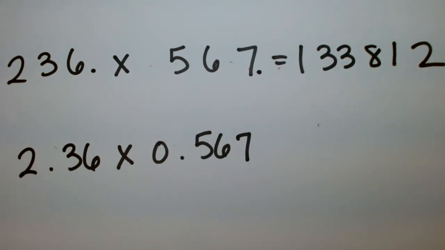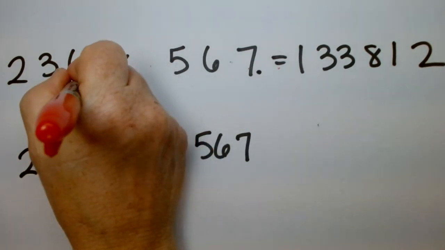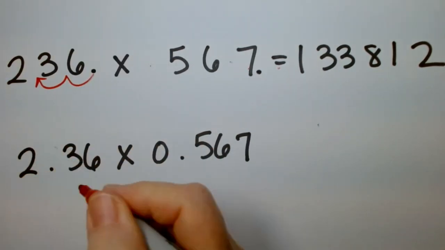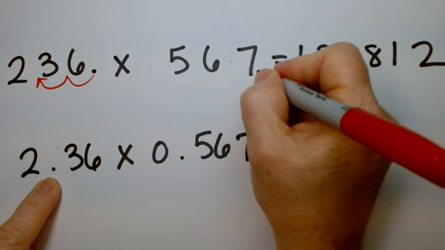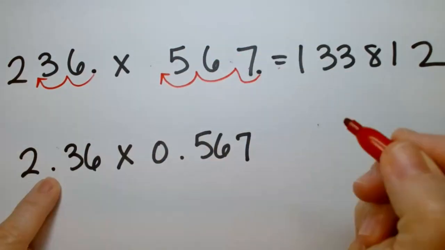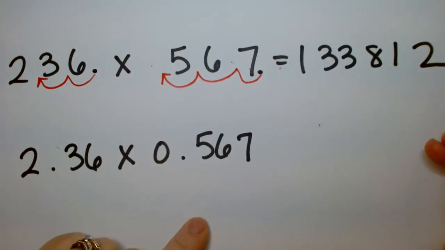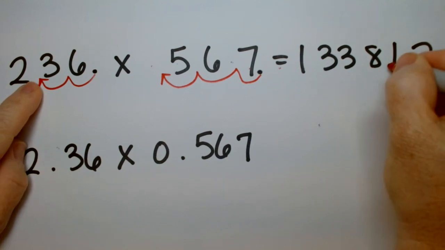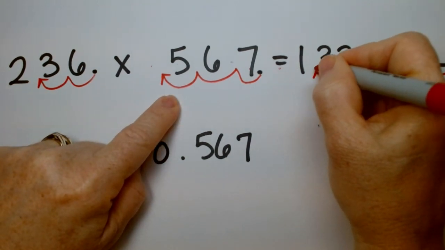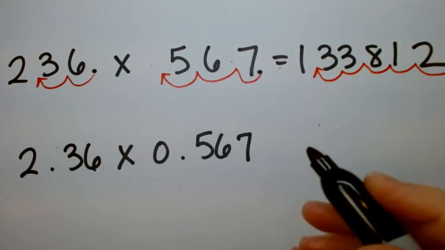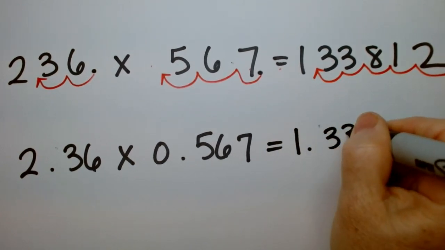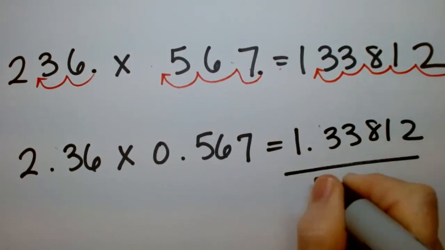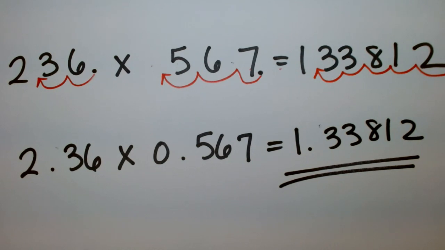Always at the end of the whole number. Okay. We did 2 hops here. 1, 2. It's right there. And we did 1, 2, 3 hops to get here. So we go 2, 1, 2, and 3 more. 1, 2, 3. So our number should be 1.33812.